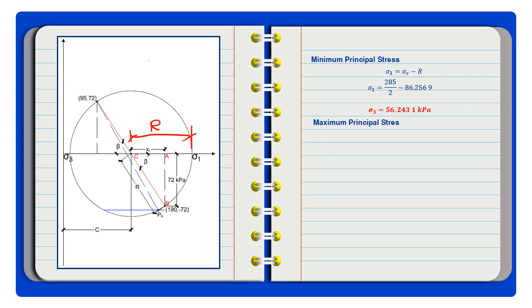So, for the maximum principal stress, we will have sigma 1 is equal to sigma c plus r. Substituting the values, we will have 285 over 2 plus 86.2569, and calculating the sigma 1, we will now have 228.7569 kilopascal. Yan ngayon yung maximum principal stress natin.